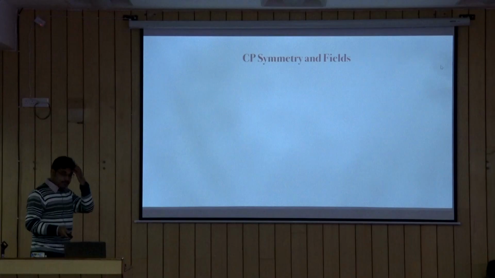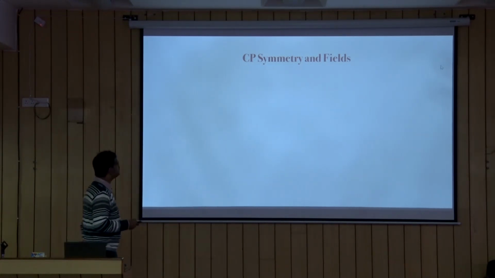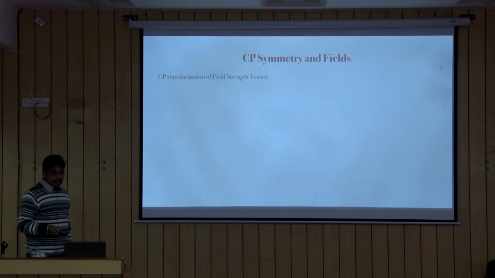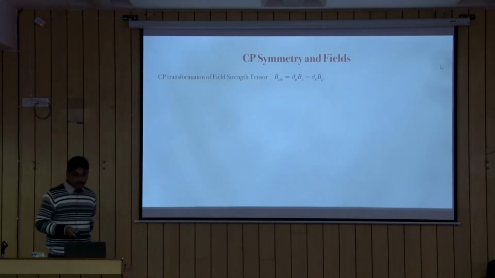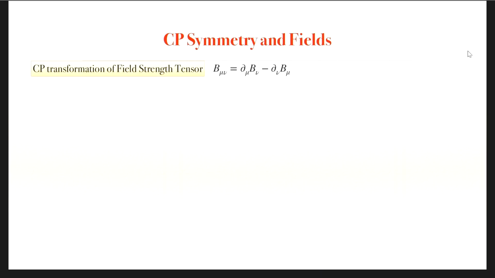Now, before proceeding further, I would like to give you a little insight about CP symmetry and the fields. We would like to find out the CP transformation of the field strength tensor. What was the definition of the field strength tensor? B mu nu equals del mu B nu minus del nu B mu. This is something that we know. The parity of del 0 remains the same, whereas the parity of del i takes a minus sign.